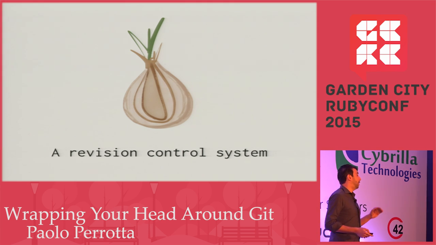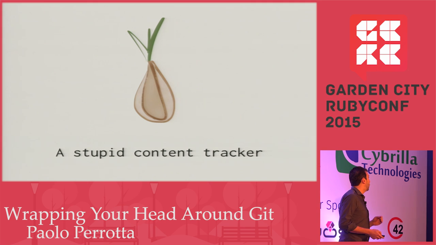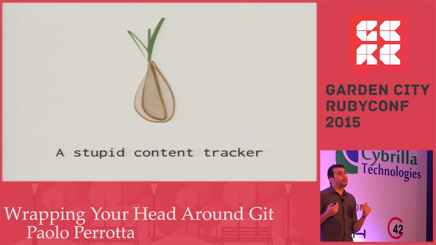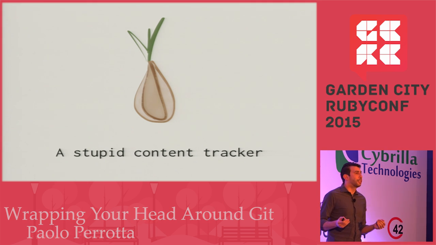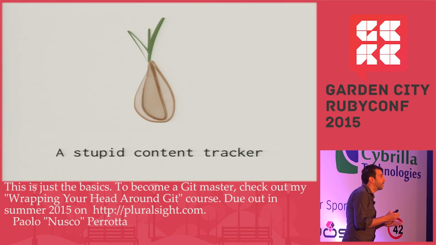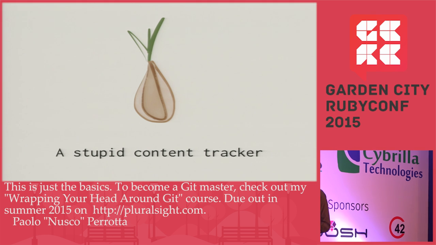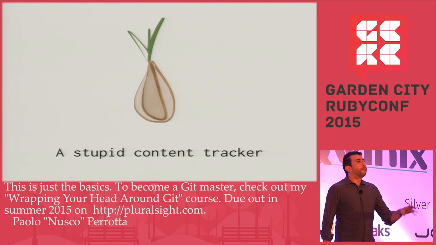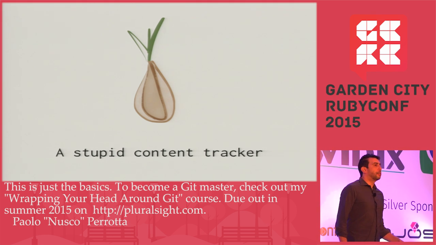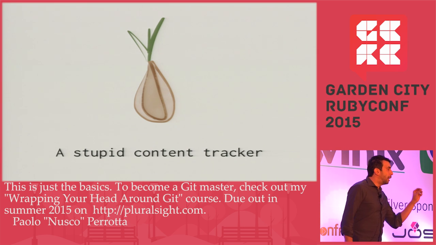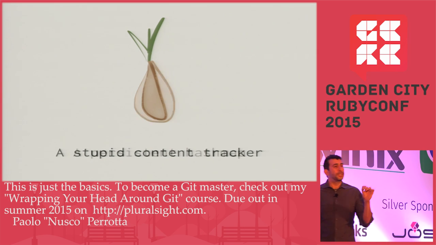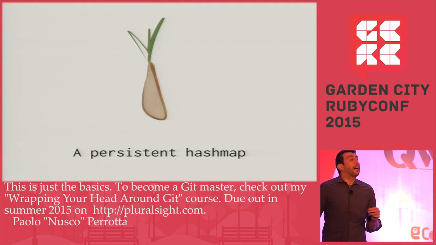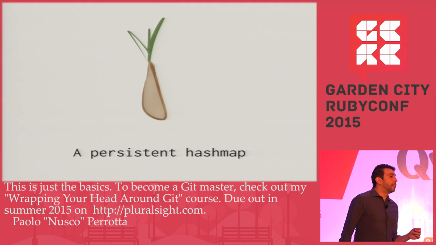Once you remove that layer from the onion, what you're left with is, as Git calls itself, a stupid content tracker. You give it files and directories, it stores the files and directories away. Still too big to swallow. Forget about files and directories. Let's go right to the core of the onion, what you are left with. I would argue, Git is a persistent hash map.